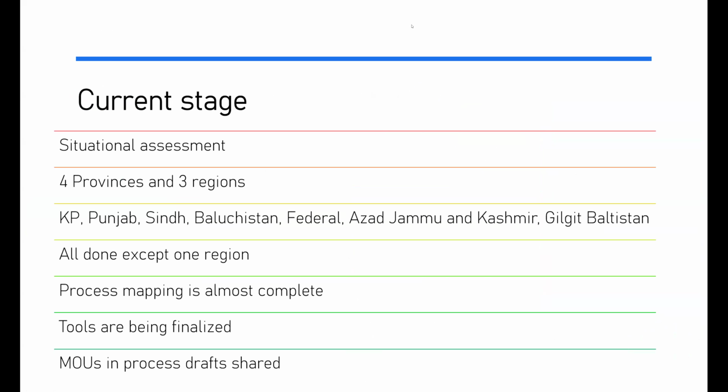So currently we are conducting our situational assessment. We have 4 provinces and 3 regions, and we have covered 4 provinces and 2 regions. One of the regions, Gilgit-Baltistan, is left because of the weather. The flights were not available, so we have not been able to go there, and there was a lot of landsliding going on. So we thought it's better to wait for a month. Process mapping is almost complete other than Gilgit-Baltistan. The tools are being finalized and MOUs are in process; we have shared the draft, so they're in the process of getting signed. So next.